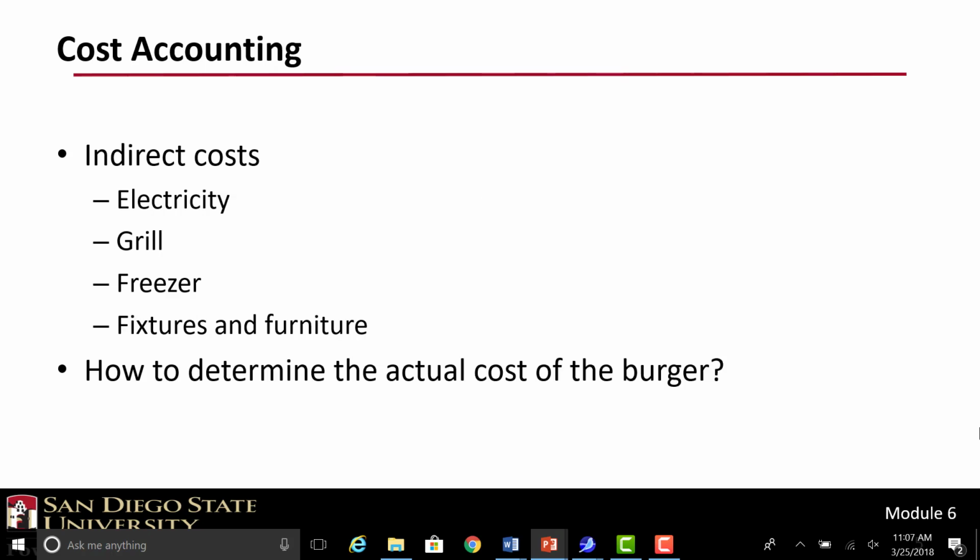Then there are a ton of other indirect costs. For example, how about the electricity to keep the lights on? The cost of the grill, the cost of the freezer that keeps the hamburger patty and the other condiments cold or cool and therefore safe to eat. And how about the furniture and fixtures inside the McDonald's? So really you can see that the challenge here is that trying to determine the actual cost of the burger requires more than just grouping together the direct materials cost and the direct labor cost.